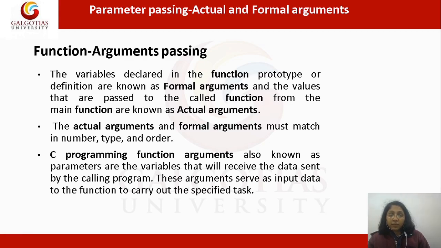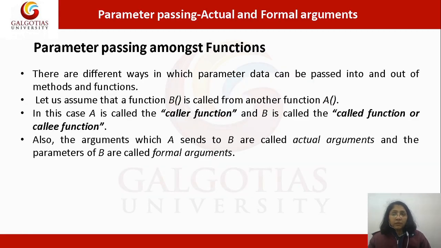Actual arguments and formal arguments must match in terms of number of arguments, type, and the order. In programming, function arguments are also known as parameters. They are the variables that will receive the data sent by the calling program. These arguments serve as input data to the function to carry out the specified task. There are different ways in which parameter data can be passed into and out of methods.